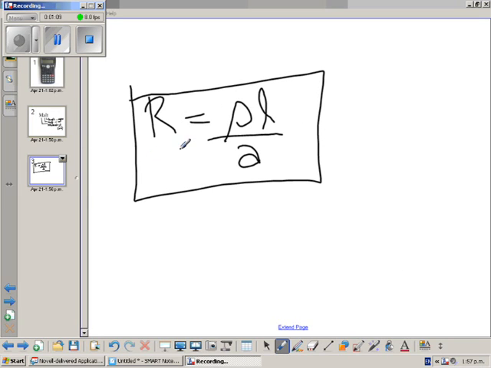This is the formula we're going to use. We've got R to work out our cable resistance equals rho, which is going to depend on the type of material it is, times the length in meters, divided by the area, which we've got to convert to meters squared. So resistance equals rho, the resistivity of the material, times the length in meters, divided by the area, which is going to be meters squared.